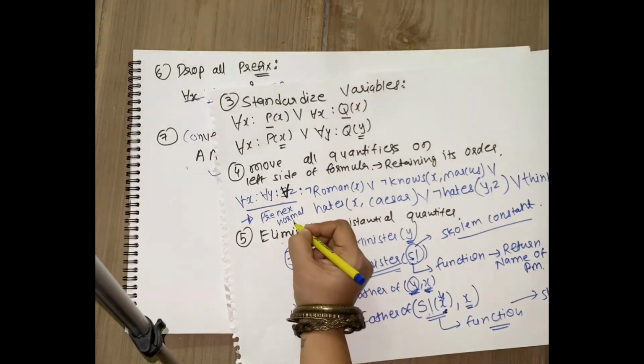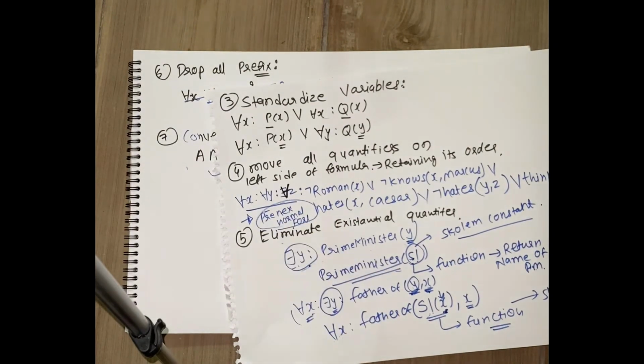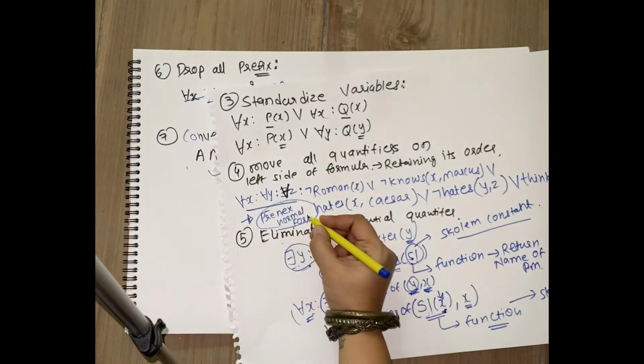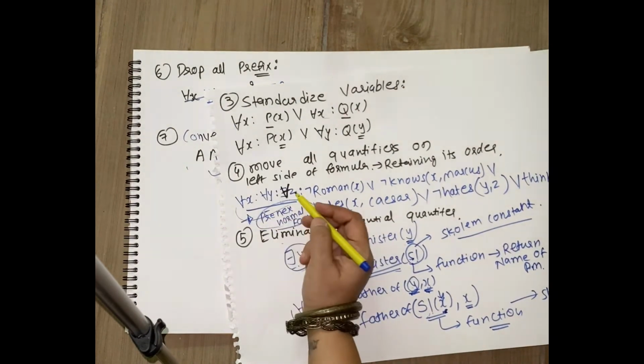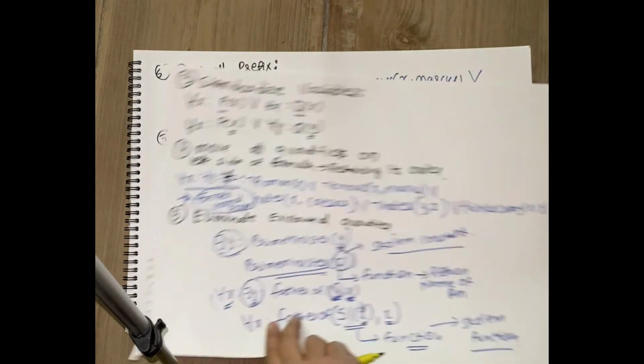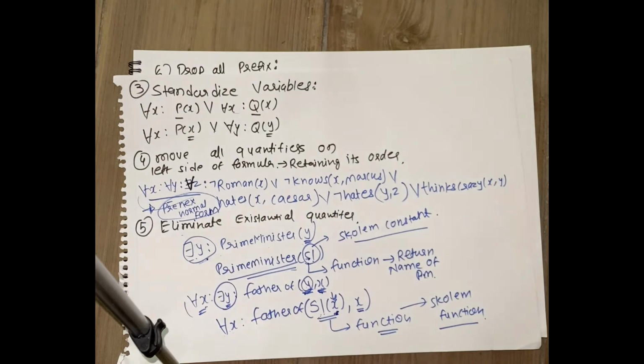So this is the previous step of conjunctive normal form, and that is called prenex form. Whenever all the quantifiers are on the leftmost side, then that particular statement is said to be in prenex normal form.